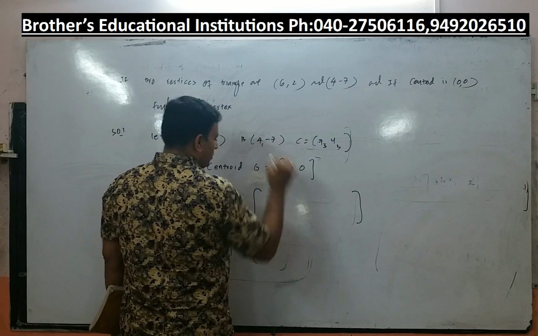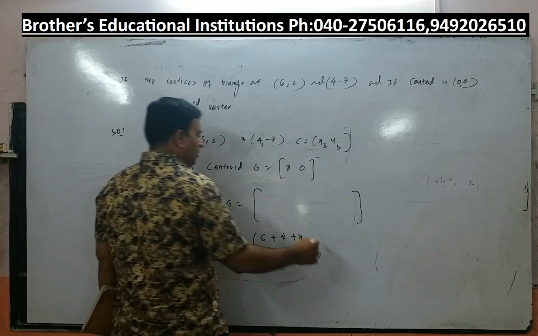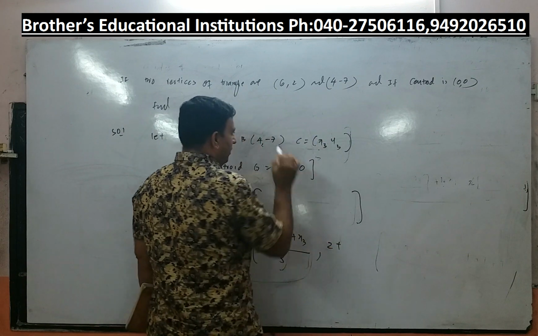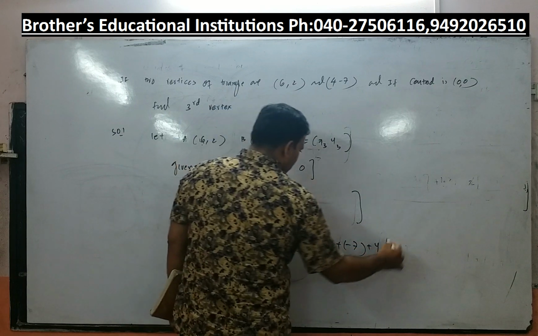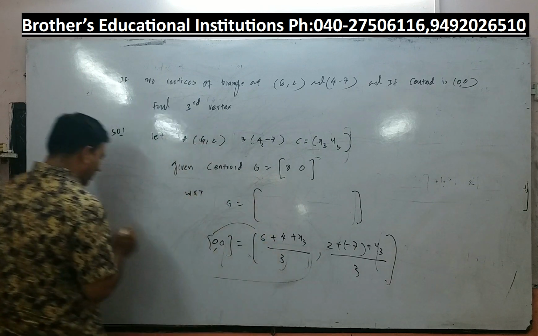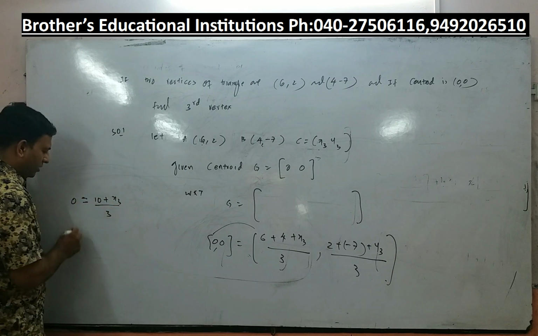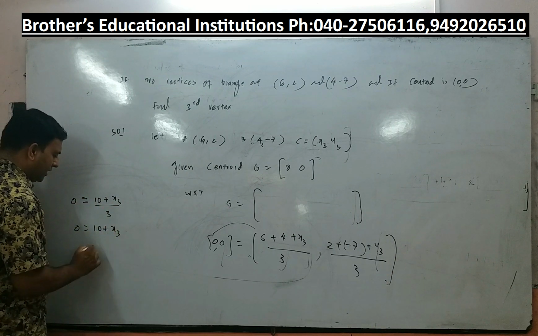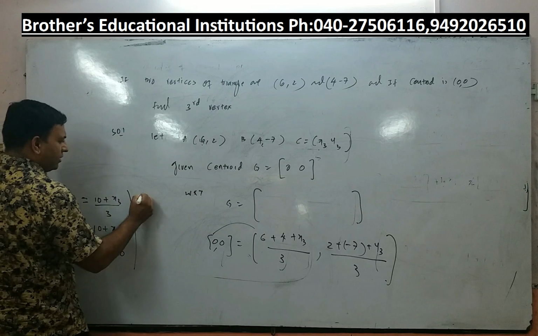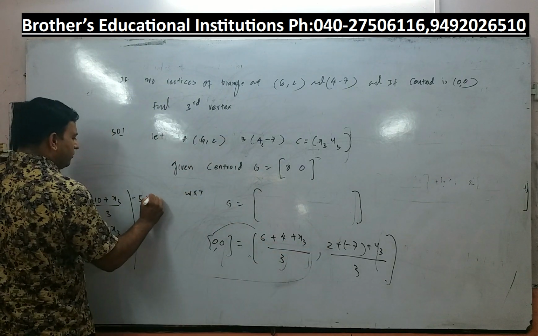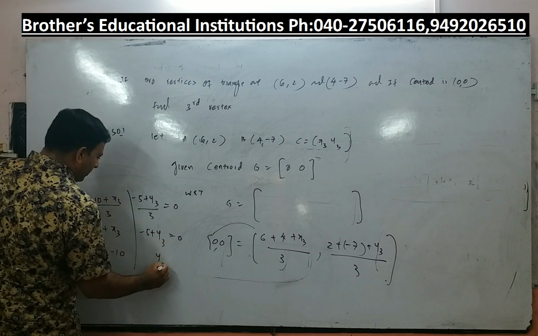x1 is 6 plus x2 is 4 plus x3, don't know, by 3, comma, y1 is 2 plus y2 is minus 7 plus y3 by 3. Right? Now you equate the x coordinate. When you equate the x coordinate, what will you have? 0 is equal to (10 plus x3) by 3. Cross multiply. 0 is equal to 10 plus x3, or x3 is equal to minus 10. Now you equate the y coordinate. What is 2 minus 7? Minus 5. (Minus 5 plus y3) by 3 is equal to 0. So minus 5 plus y3 is equal to 0. So y3 is equal to plus 5.